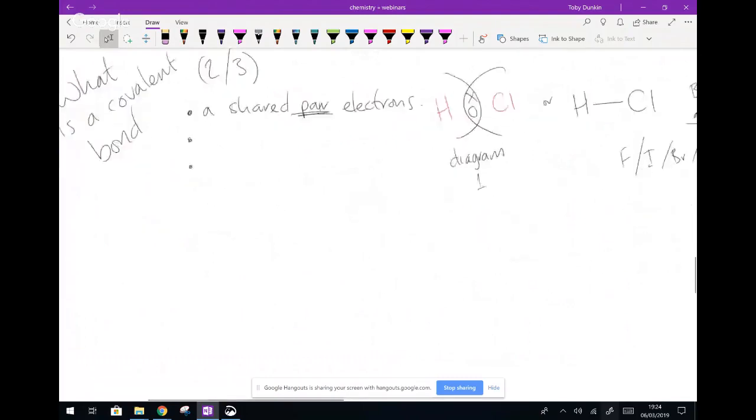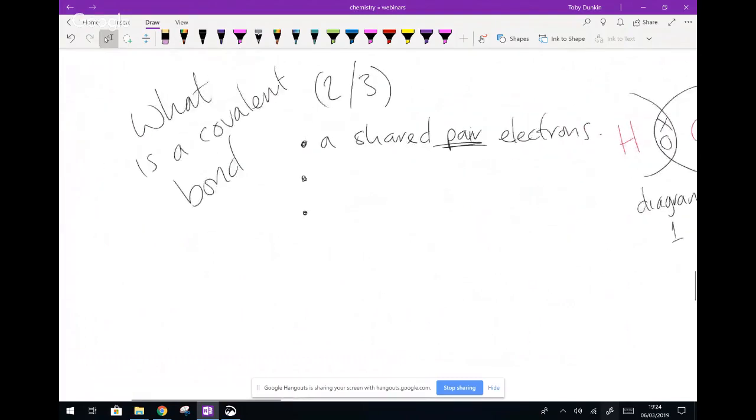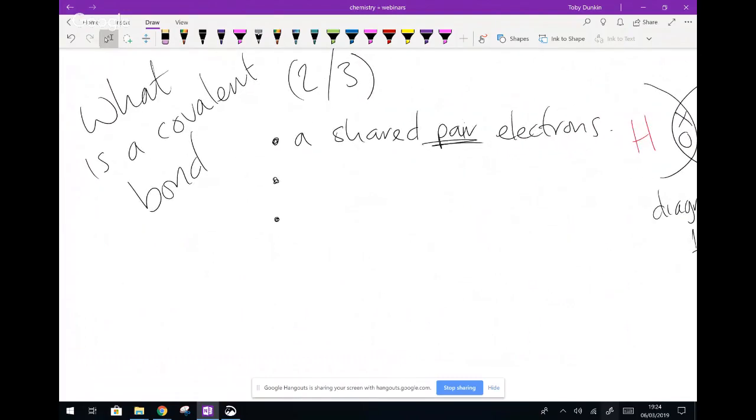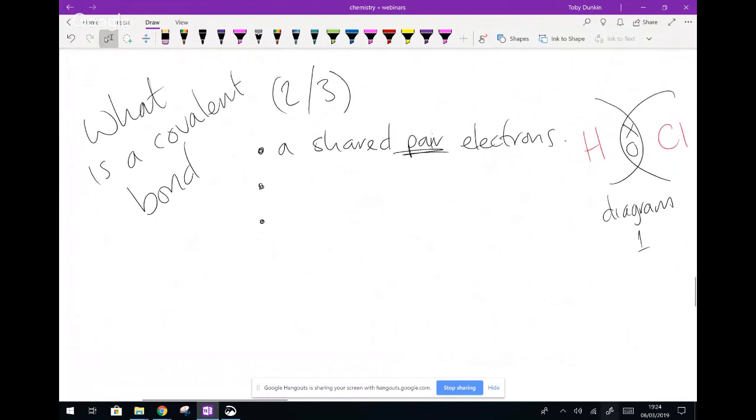I still haven't answered my question. I need to finish this. And I promise I'll come to Lucas's question in a moment. This is a shared pair of electrons, but that's only 1 mark. And where do the other two come from? It is the electrostatic attraction. 1 mark for using that word.